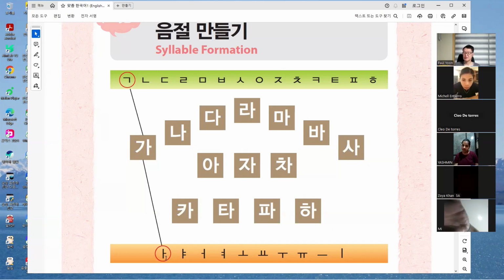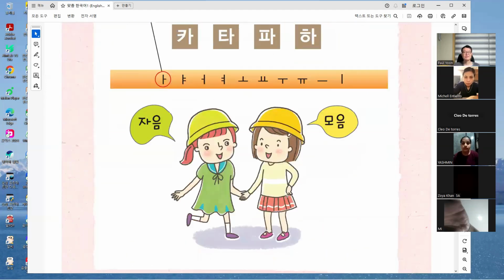And we also studied the basic vowels: 10 basic vowels. A, ya, eo, yeo, o, yo, u, yu, eu, i. So now, in this class, we are going to study how to combine consonant and vowel. Let's get started.